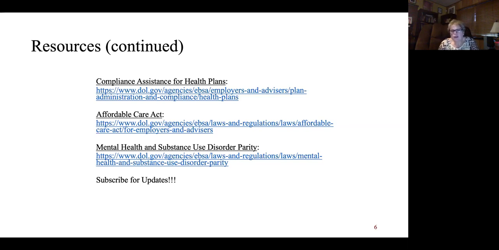The Mental Health and Substance Use Disorder Parity Act, we're going to talk a little bit more about, also just a very tiny little bit more about that. But basically, that gets pretty technical if you start to look at the details and have to look at the minutia in order to make a determination as to whether a provision in a plan is in parity between mental health and substance use disorder benefits and medical surgical benefits. And so it can be very helpful to know that that resource is available to you.